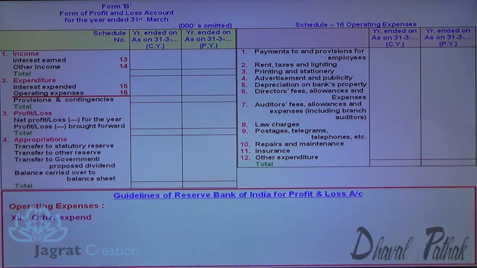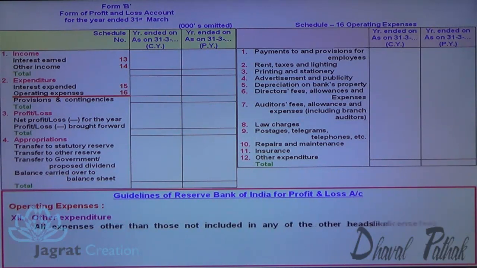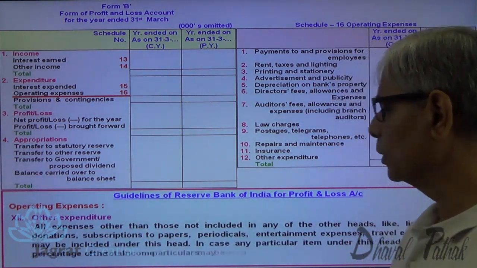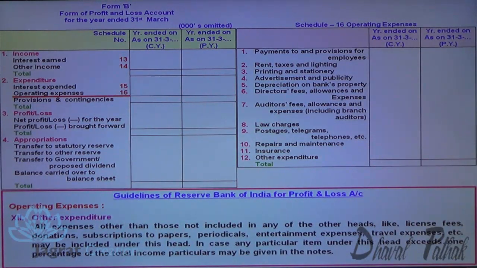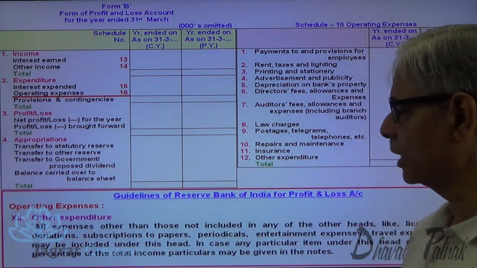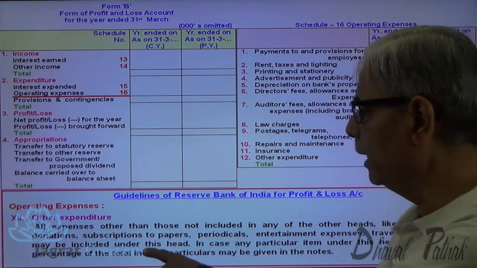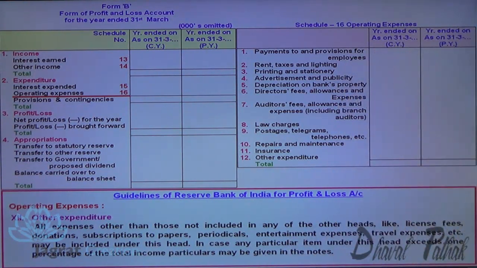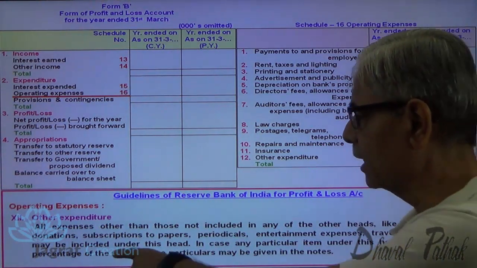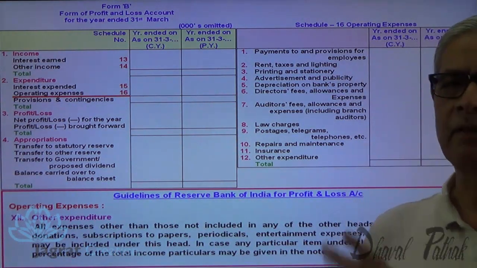Now, other expenditure. All expenses other than those not included in any of the other heads, like license fee, donation, subscription to the papers, periodicals, entertainment expenditure, travel expenses, etc. may be included under this head. In case of particular item under this head exceeds 1% of the total income, particulars may be given.